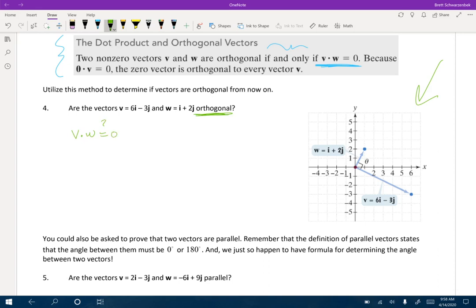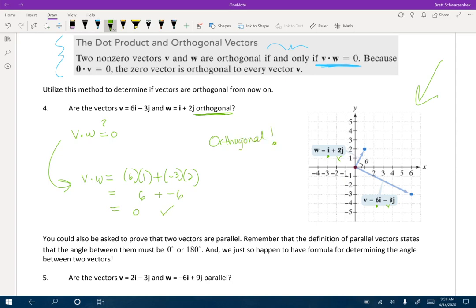So if we go down here, what is v dot w? We would simply say, well, our two a's are 6 and 1, so we do 6 times 1, plus our two b's are -3 and 2. So we get 6 plus -6, which is, ta-da, 0, which means we would say that these two vectors are indeed orthogonal.